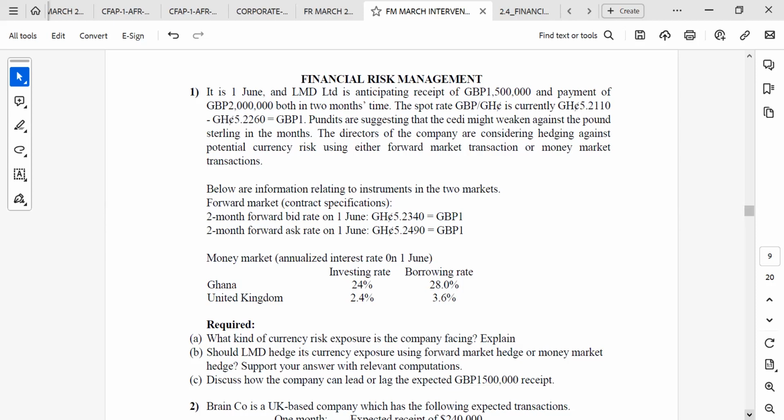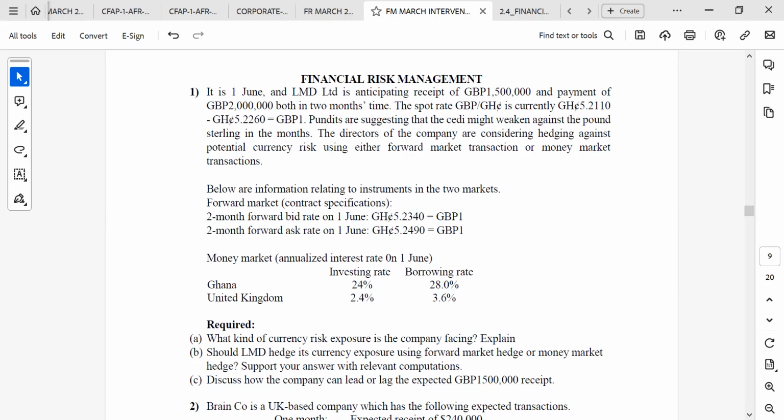Let's now look at what kind of currency risk exposure the company is facing. Explain. Which of them are they facing? Is it transaction, translation, or economic? Transaction. Okay, they added over there that you should explain, so we are waiting for the explanation. It is transaction because it involves the day-to-day transaction activities of the company.